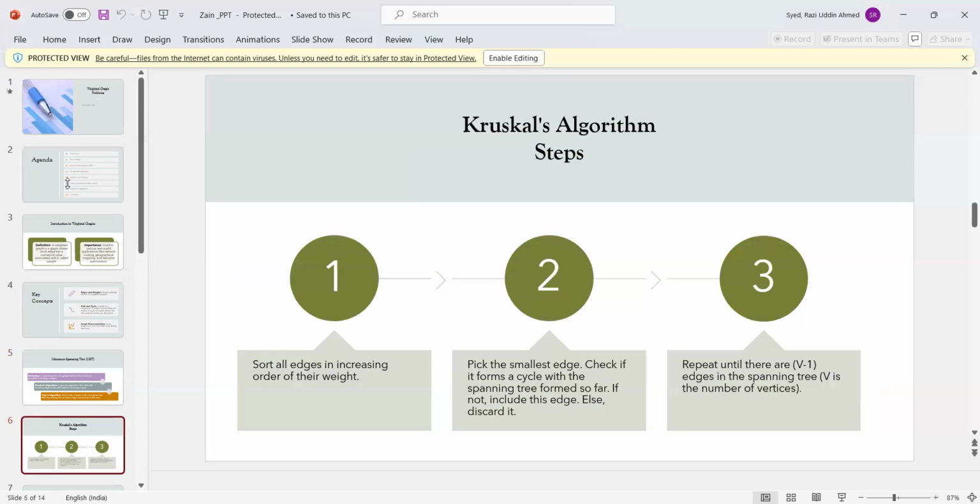We'll move to Kruskal's algorithm steps. Step 1: sort all edges in increasing order of their weight. Step 2: pick the smallest edge, check if it forms a cycle with the spanning tree formed so far. If not, include this edge, else discard it. Step 3: repeat until there are V-1 edges in the spanning tree, where V is the number of vertices. Continue adding edges until there are V-1 edges.